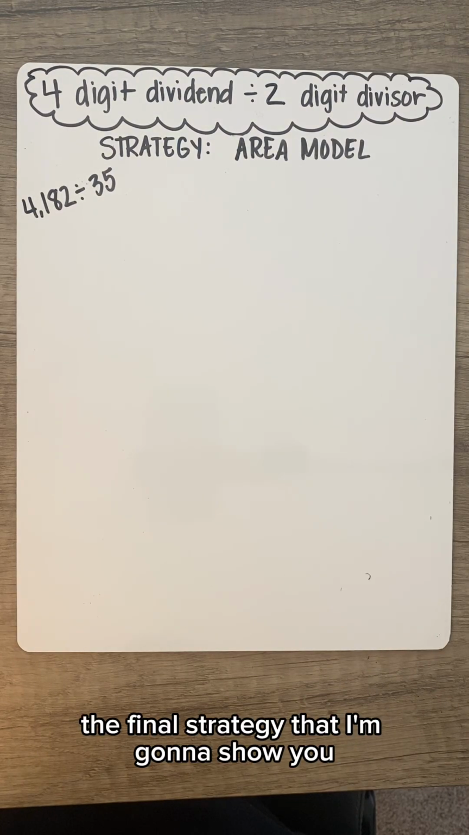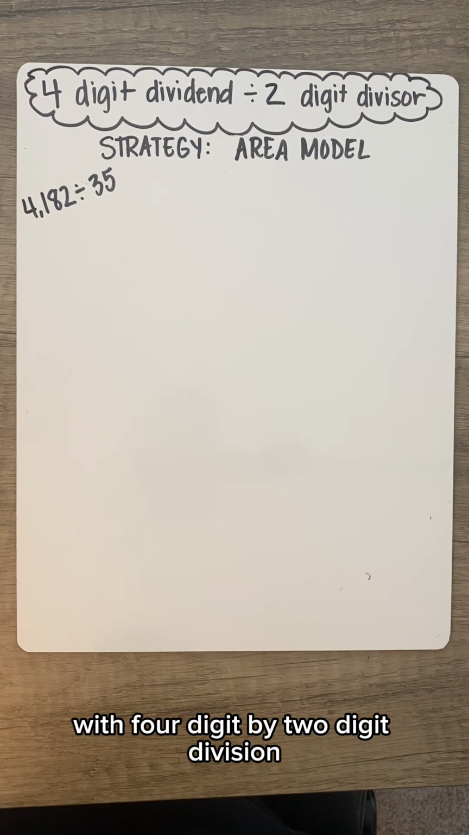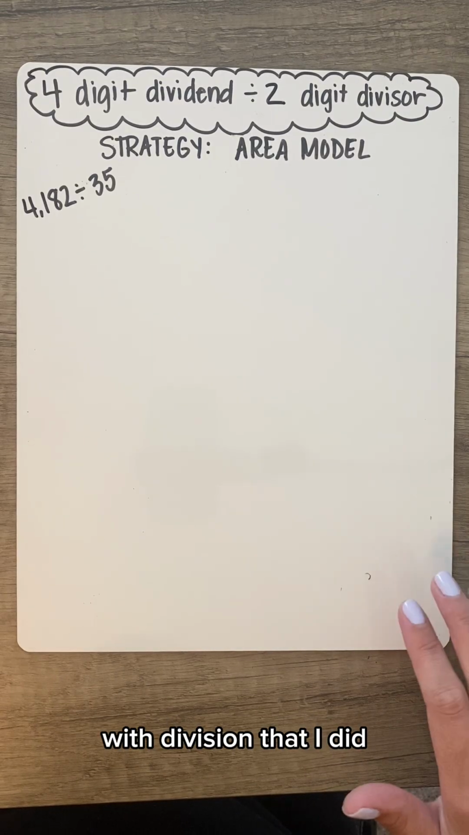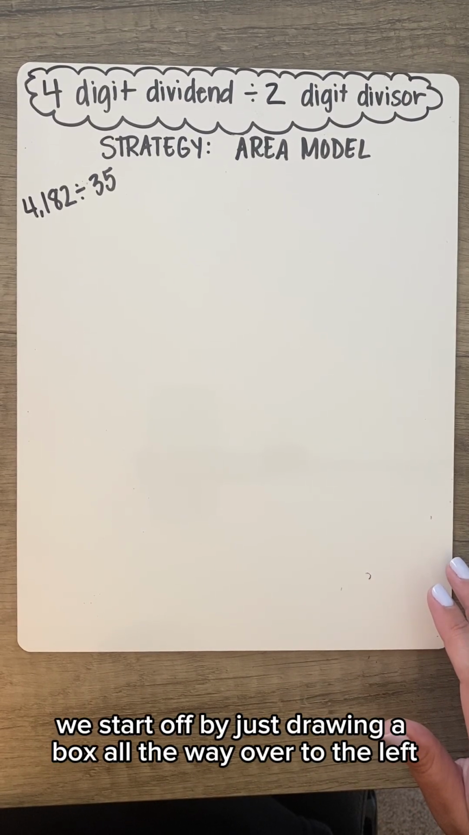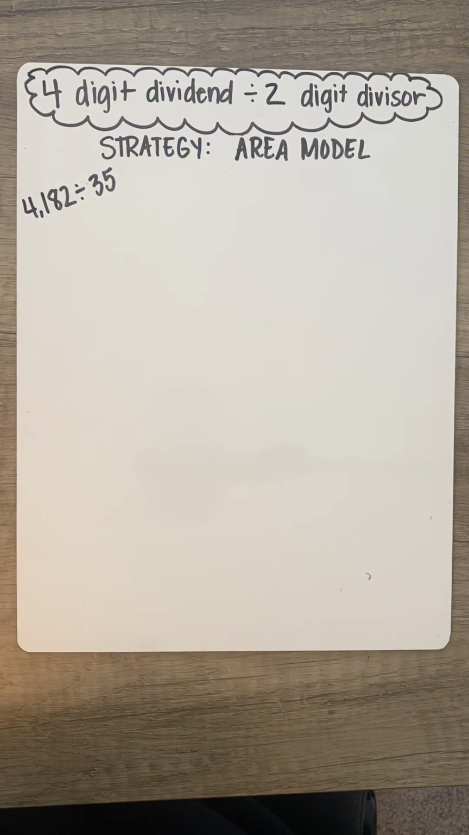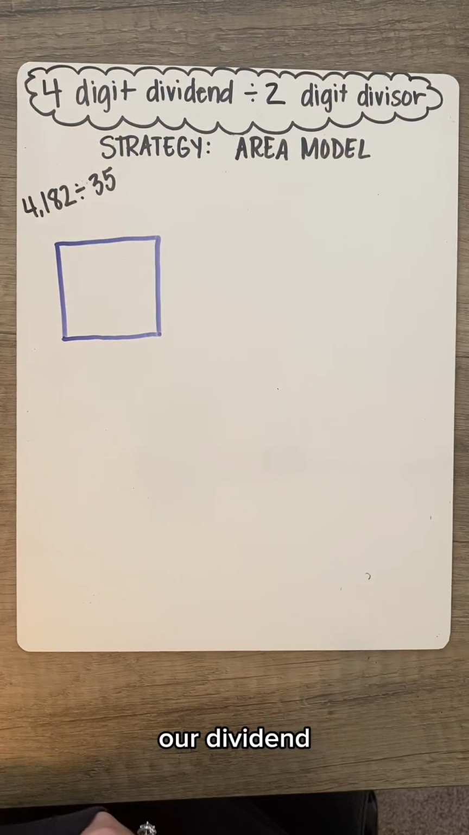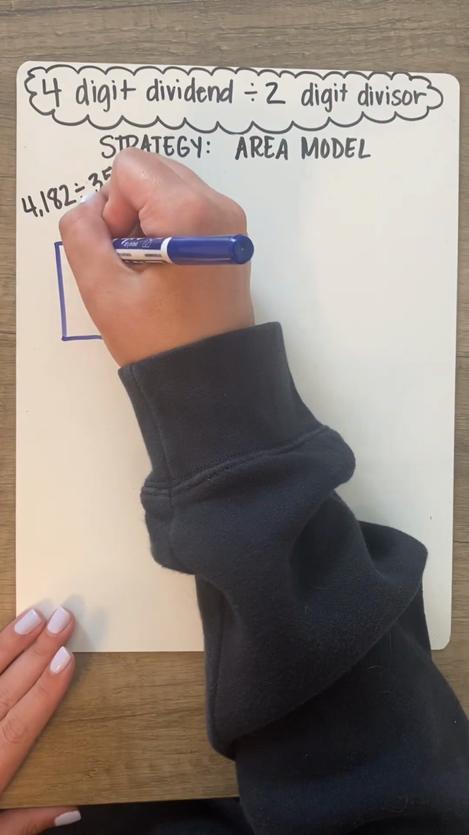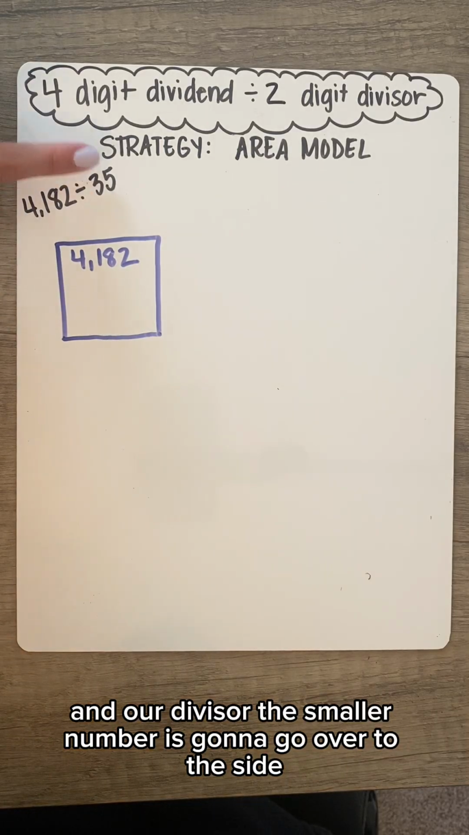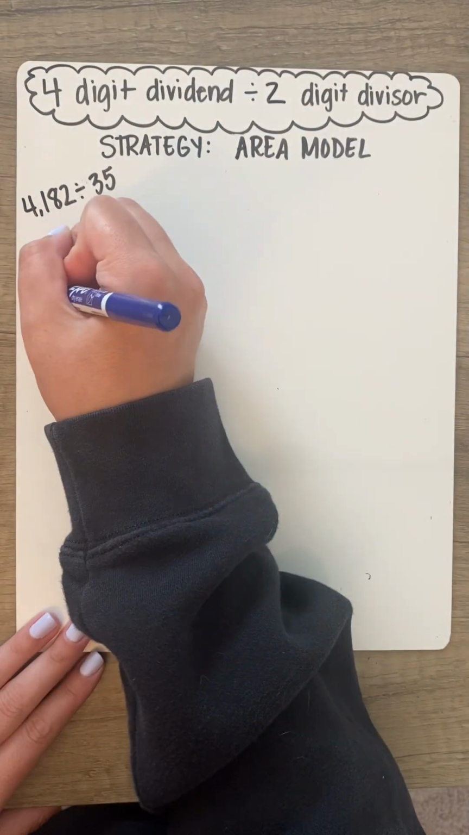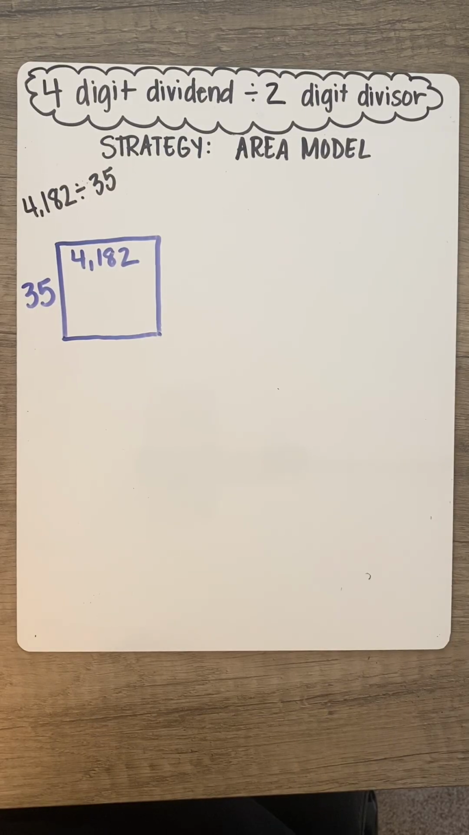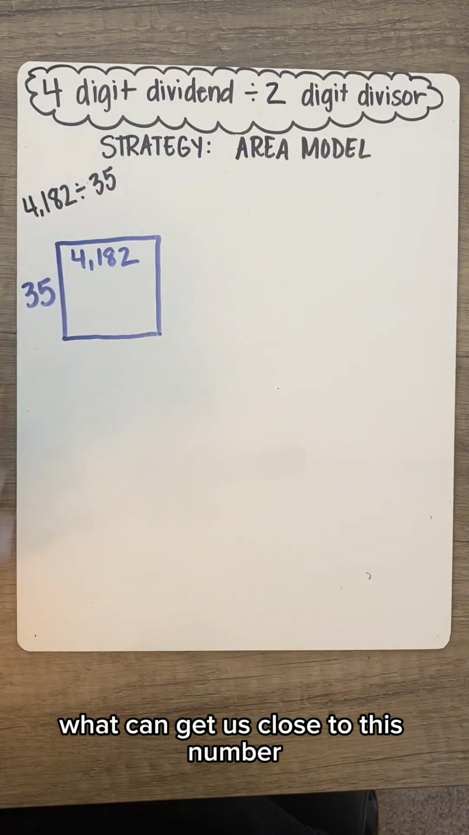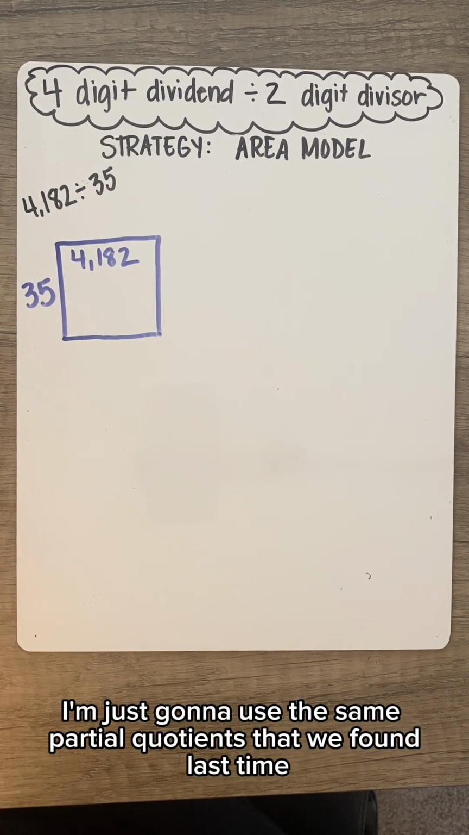The final strategy that I'm going to show you with 4-digit by 2-digit division is going to be an area model. So if you remember back to the other area model with division that I did, we start off by just drawing a box all the way over to the left. Our dividend, the bigger number, is going to go on the inside of the box towards the top. And our divisor, the smaller number, is going to go over to the side. Then, just like in partial quotients, we're going to try and ask ourselves 35 times what can get us close to this number. I'm just going to use the same partial quotients that we found the last time.